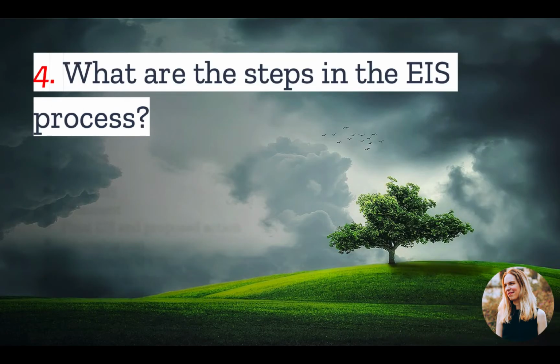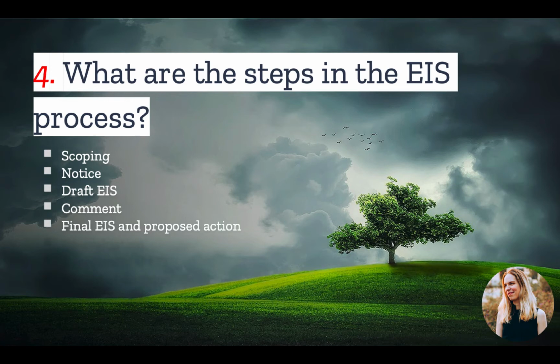Number 4. What are the steps in the EIS process? The first step is scoping. This is an initial meeting to discover what work and research must be done. Once the scope is determined, the public is notified that the relevant agency is preparing an EIS. The agency will then prepare a draft statement, at which point members of the public who are affected by the proposed action are welcome to provide feedback on the draft through written comments and public hearings.